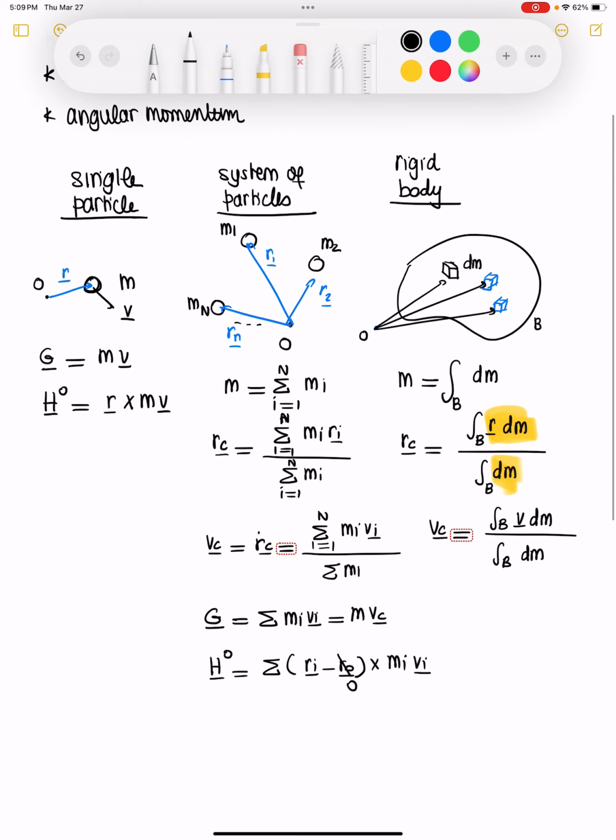And the linear momentum of a rigid body is just the mass of the rigid body times the velocity of the center of mass, which is also equal to the sum of the linear momenta of the individual particles or differential masses that constitute the body.